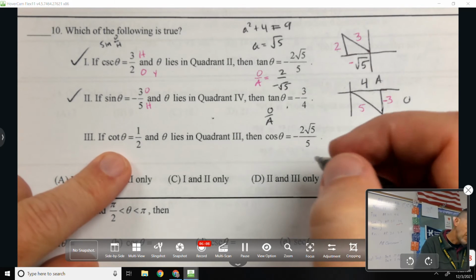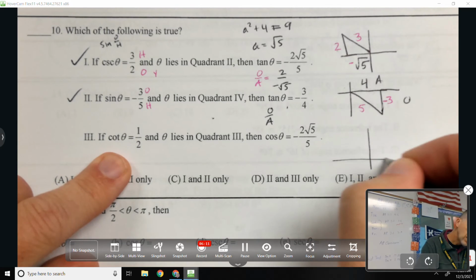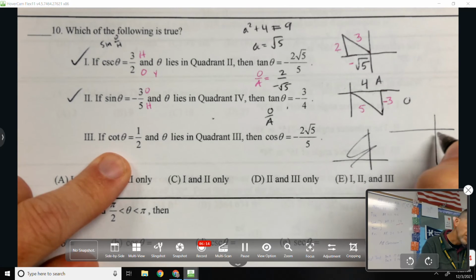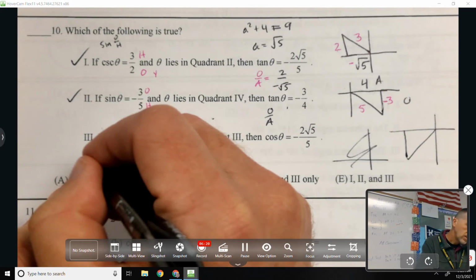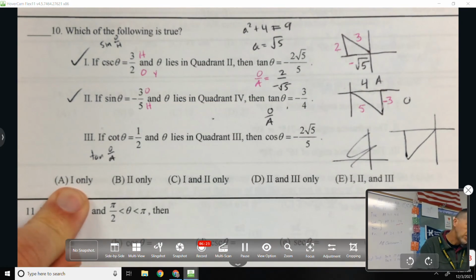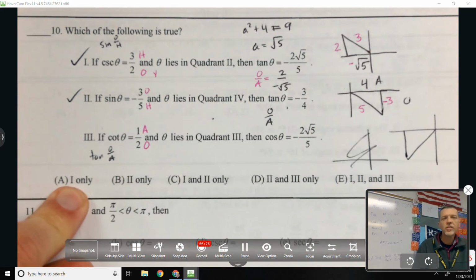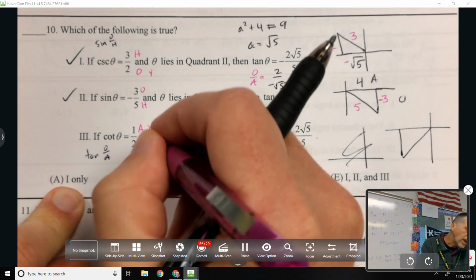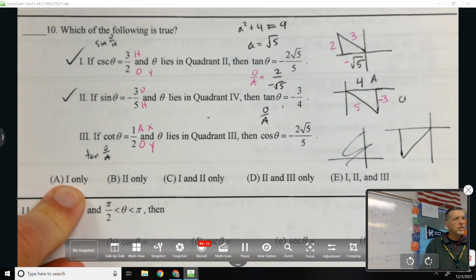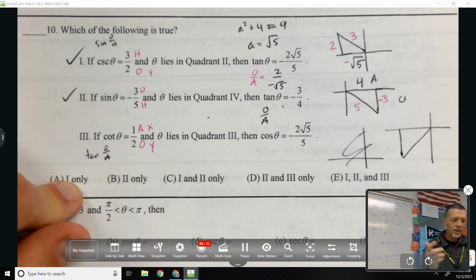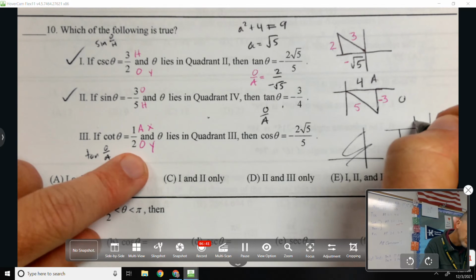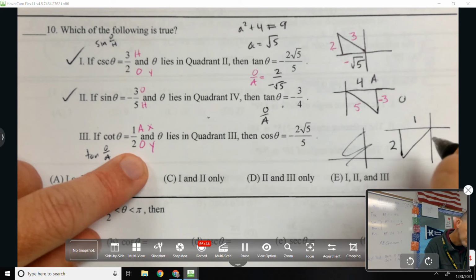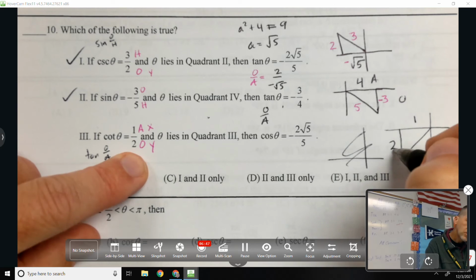Cotangent is 1/2, and theta lies in quadrant 3. Whoops, should probably draw quadrant 3 correctly. Cotangent. Tangent is opposite over adjacent. So cotangent is adjacent over opposite. Adjacent's always the x, opposite's always the y. Again, how you remember what goes with what is kind of up to you. Let's see. Adjacent is 1. Opposite is 2. A squared plus b squared. 1 squared plus 2 squared is 5. So square root of 5.